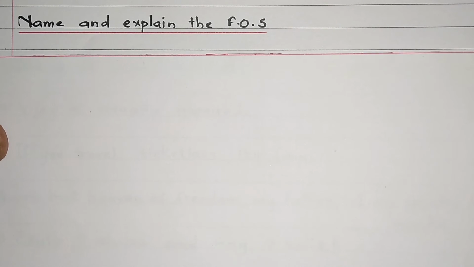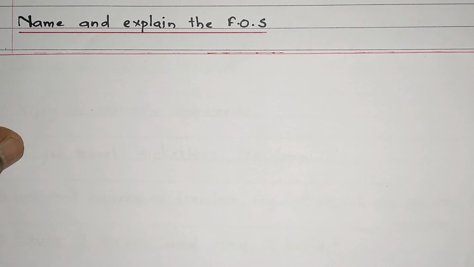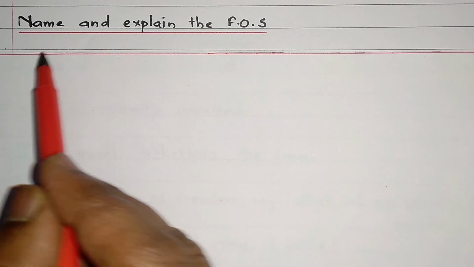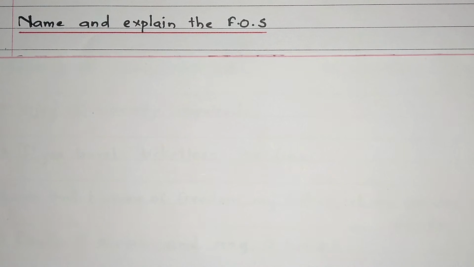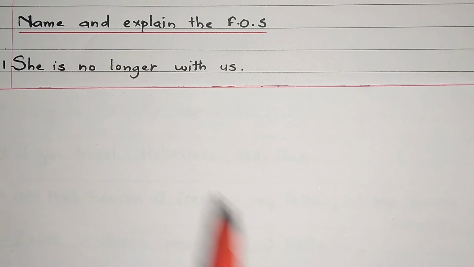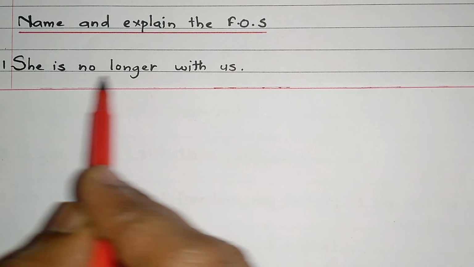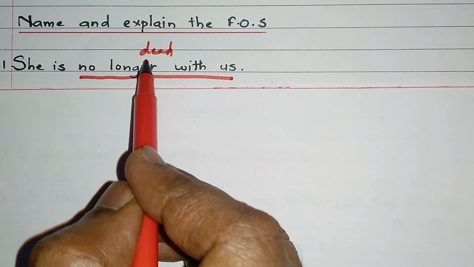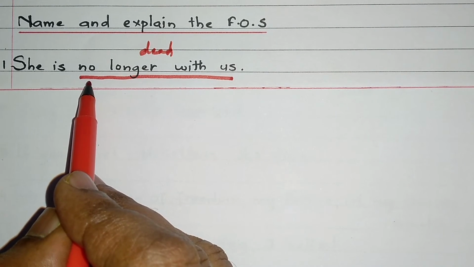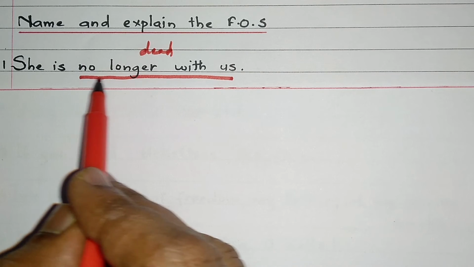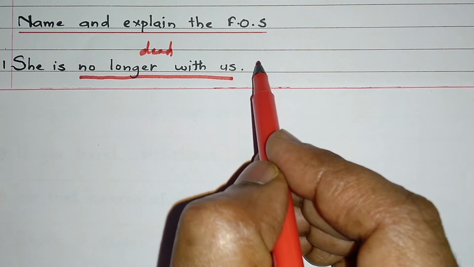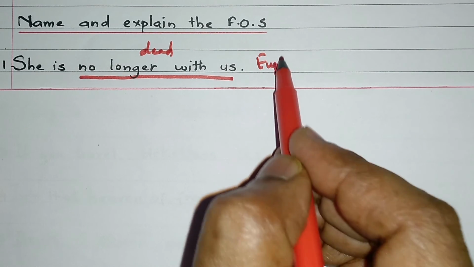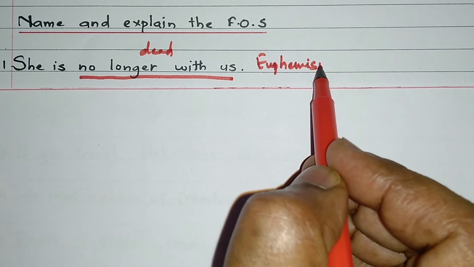Now friends, it's activity time. Let's do an activity in order to understand these figures of speech that we have just learned. Name and explain the figures of speech. First, she is no longer with us. The speaker wants to say that she is dead, but instead of saying dead, the harsh fact of death is expressed very mildly in those words, she is no longer with us. So therefore, friends, the figure of speech is euphemism.